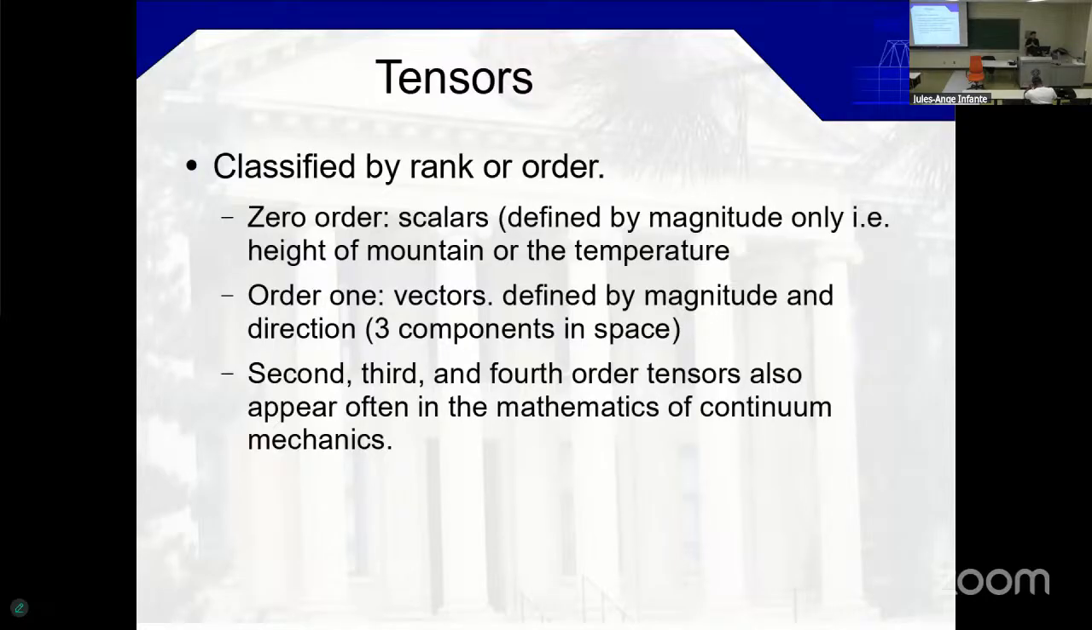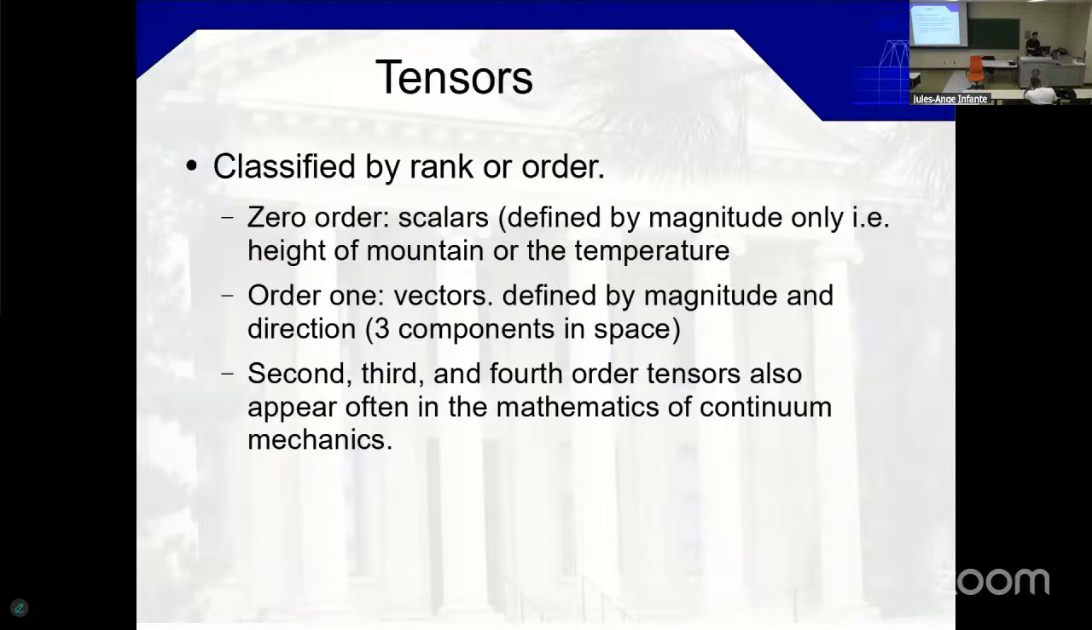So what are tensors? They are classified by rank or order, and the basic tensor is the numbers that you know, which are known as scalars. So that's a tensor of order 0. It's just a number. Okay? It's still a tensor.